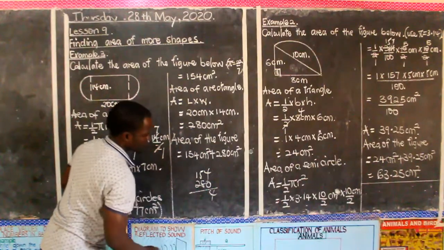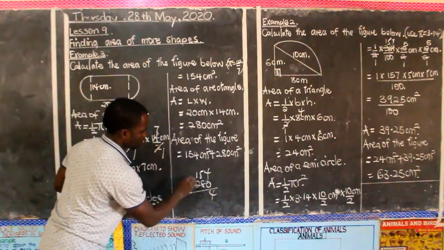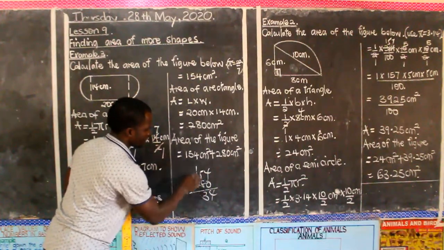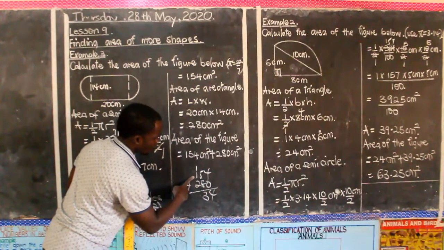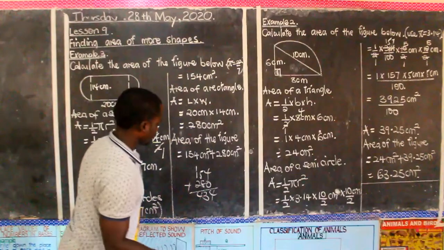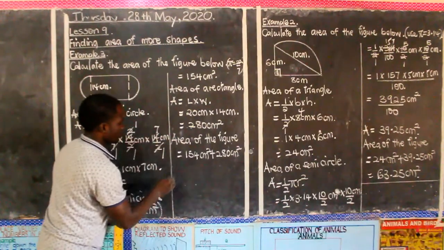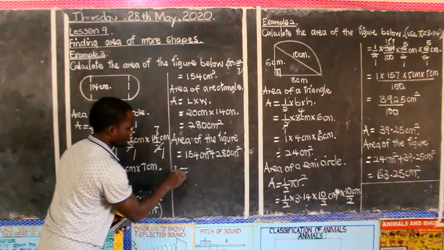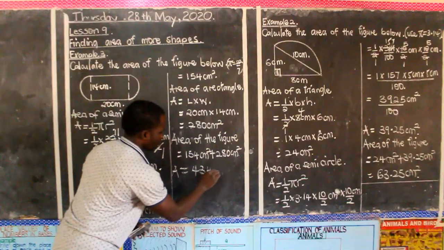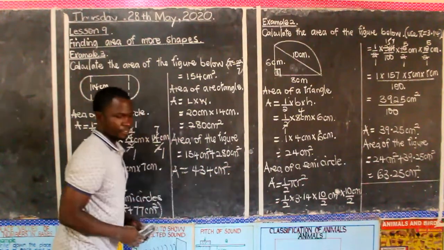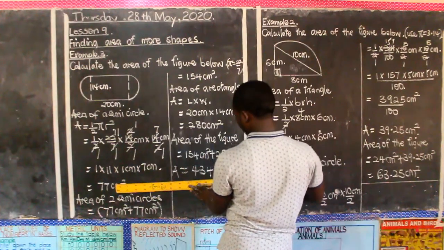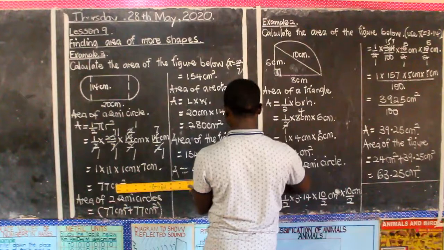What do you get? 4 plus 0 is 4. 5 plus 8 is 13. Write 3 and carry 1. 1 plus 1 is 2. 2 plus 2 is 4. So the area of this figure is 434 square centimeters. So class, that marks the end of our examples.